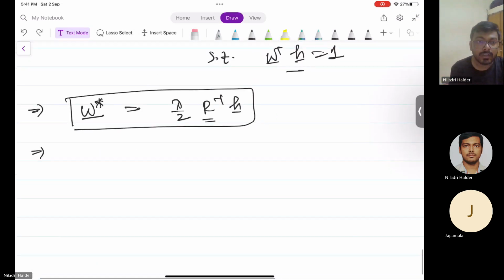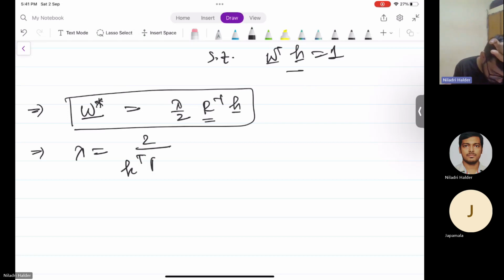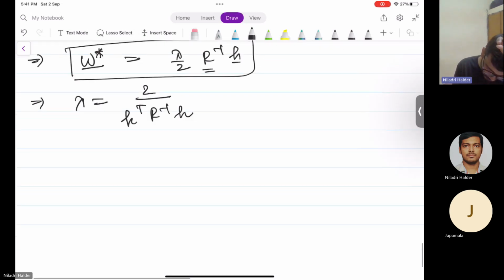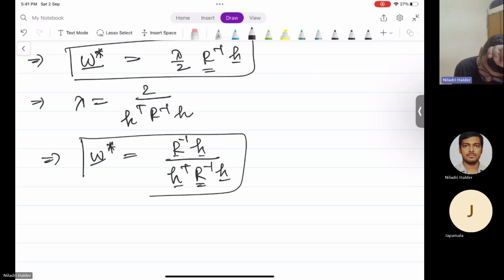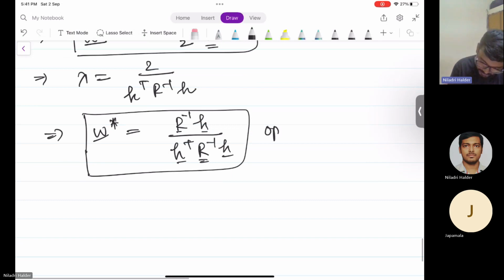will give lambda equal to 2 by H transpose R inverse H. So that means the optimal beamformer is equal to R inverse H divided by H transpose R inverse H. Okay, so this is the optimal beamformer.